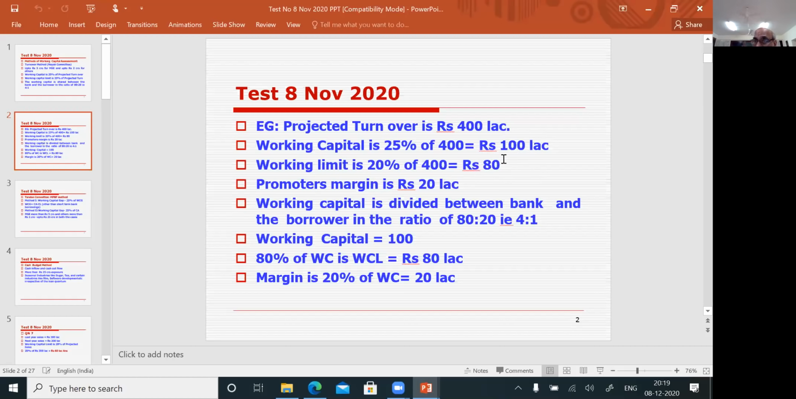So what is the difference? The working capital requirement is 100, whereas the working capital that is going to be given by the bank is only 80. That means the promoter's margin is 20 lakhs. Keep that in mind, because when you do the problems, you will understand it.